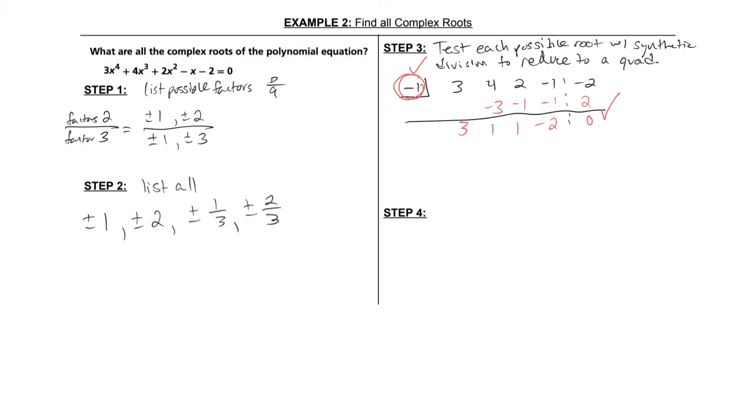Okay, now we're going to test other ones to reduce. Because we still have, technically this gives us 3x cubed plus x squared plus x minus 2. So we want to try and reduce it again. I'm going to try 2/3.